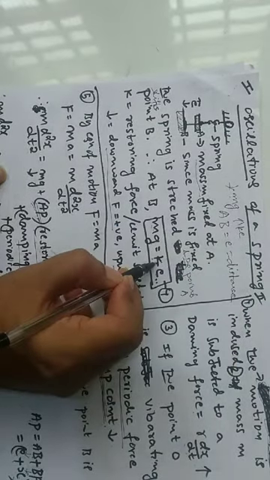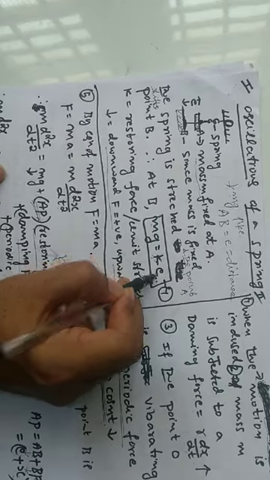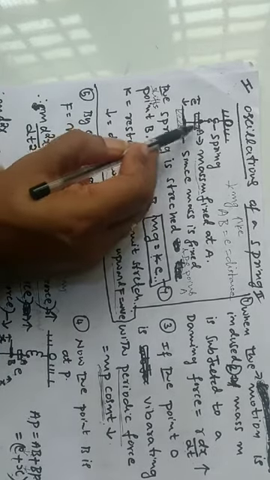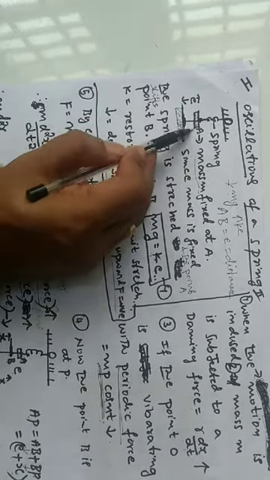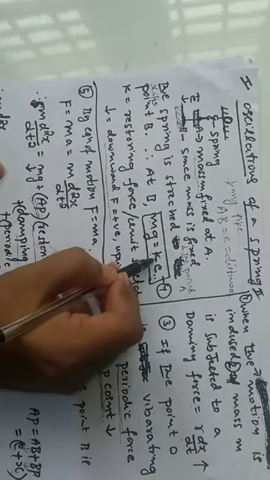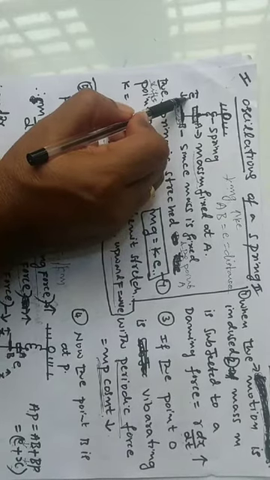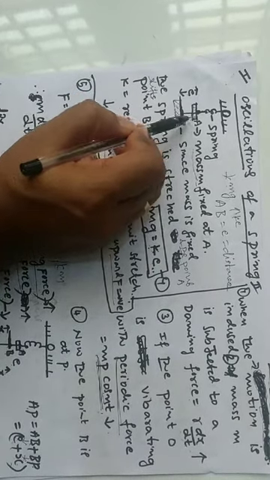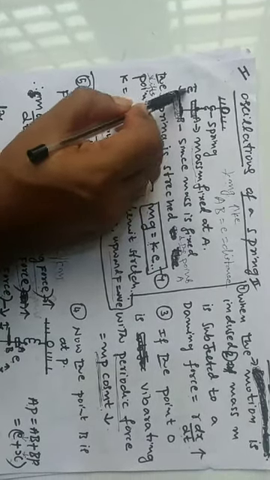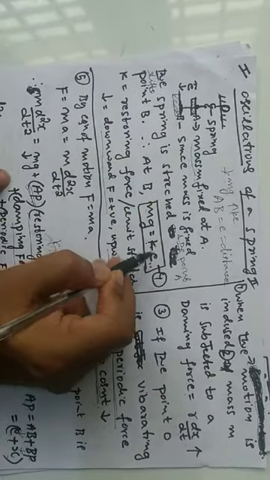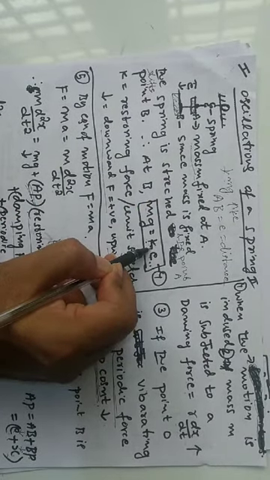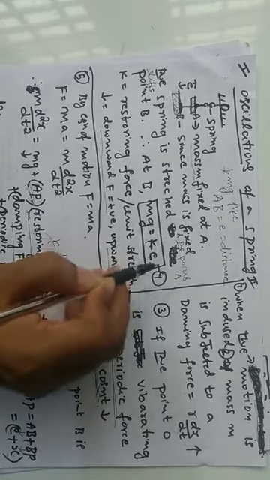The restoring force is given by k into E, because the distance AB is E and k is the spring constant. That is k into this distance, right? Observe, what is the distance AB? E. That E into spring constant k will be the restoring force. So two forces are there.